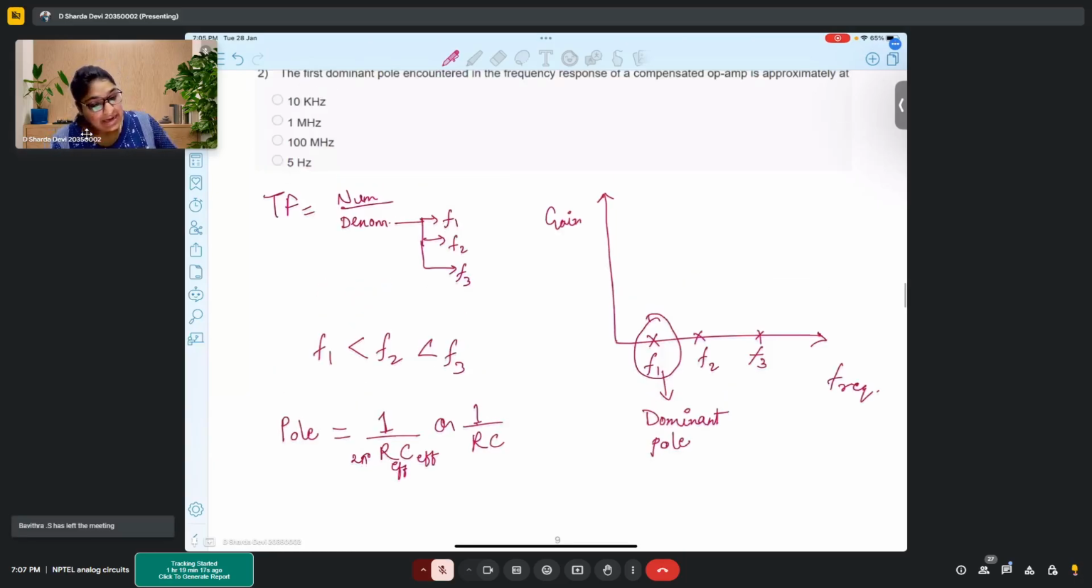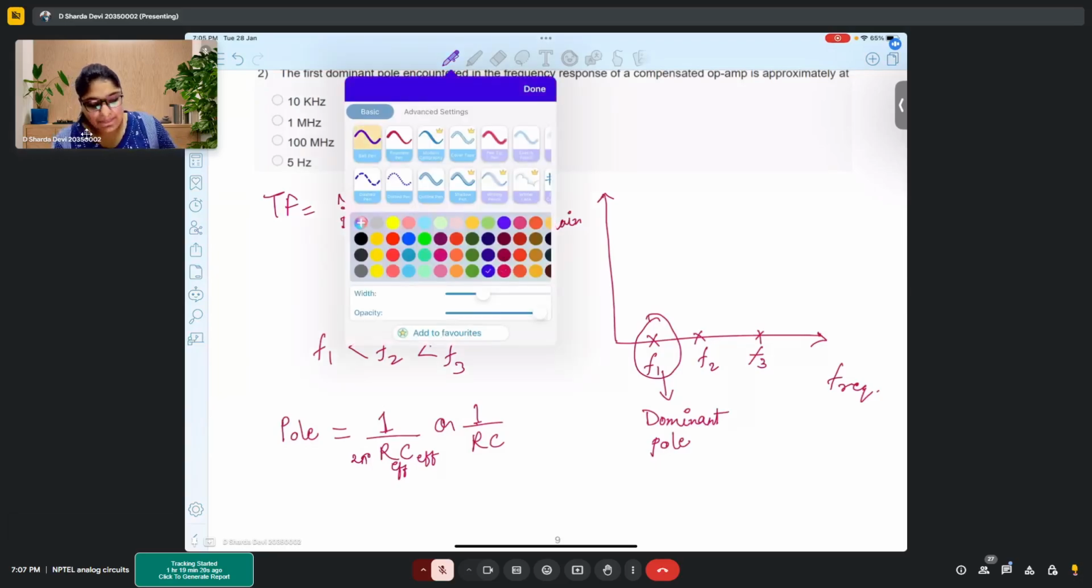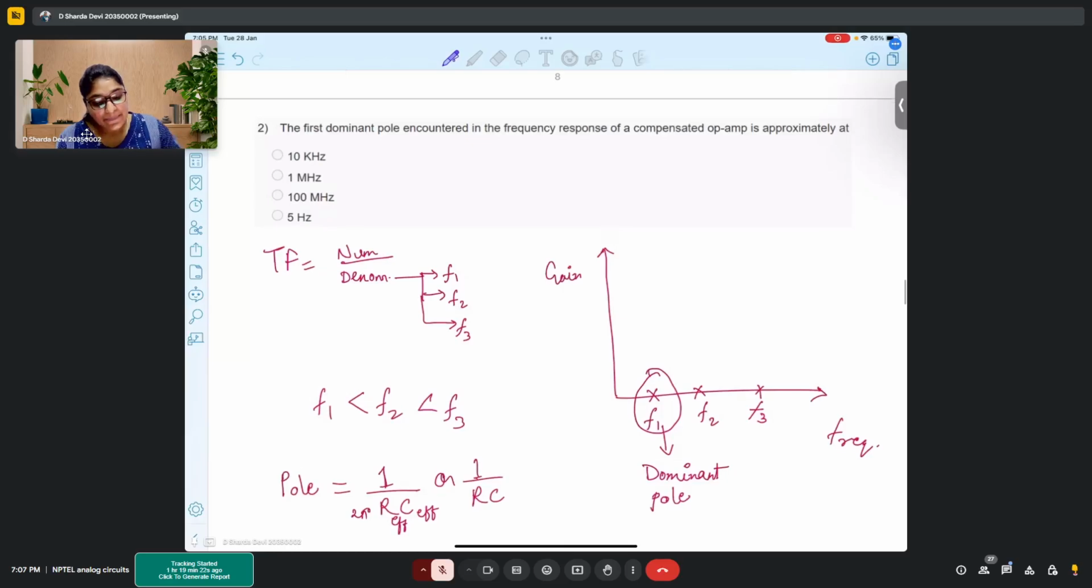Yes, ma'am. Now, this is the basics of poles and zeros, right? But in case of your op-amp, you will have poles in the input and output, because you will find an effective RC in the input as well as an effective RC in the output, corresponding to which you will have poles, right?